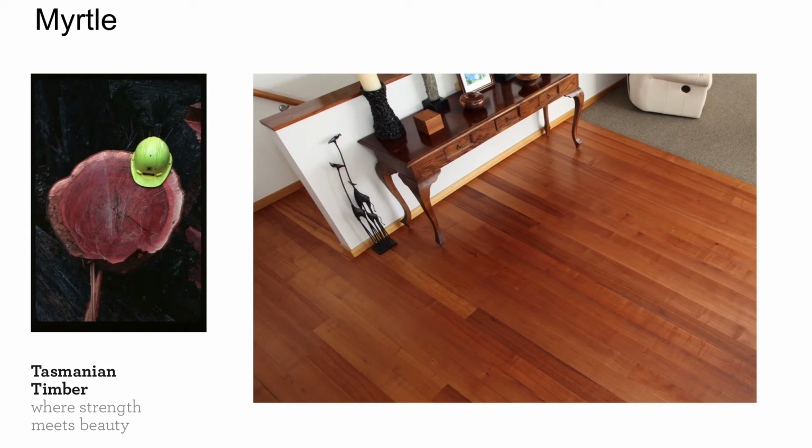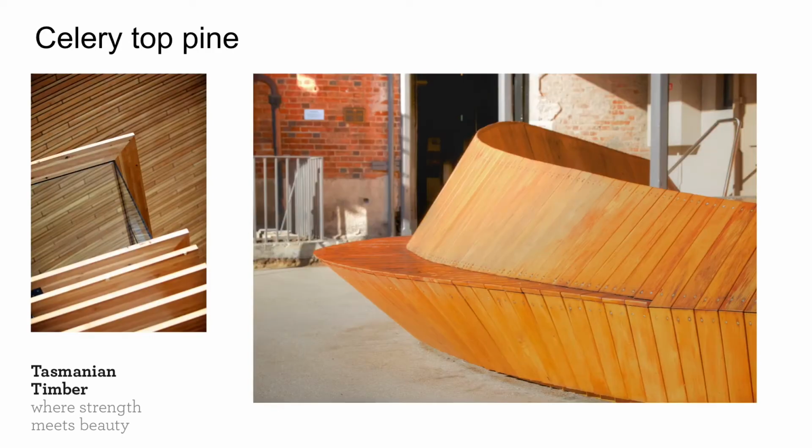So with myrtle, you get a really lovely lustre in the wood. Next one, celery-top pine. There's not a lot of celery-top in the state, so supply is relatively constrained. I'll show you a little image in a minute.